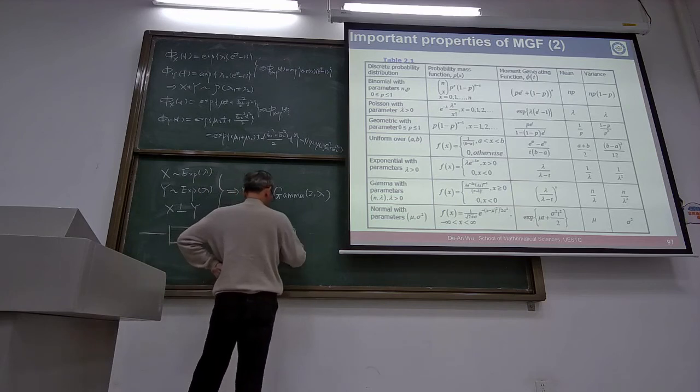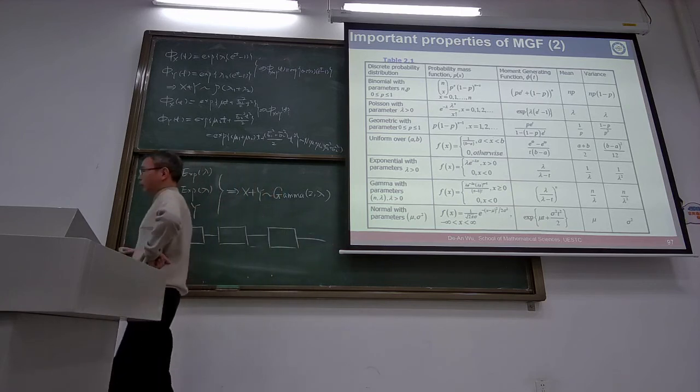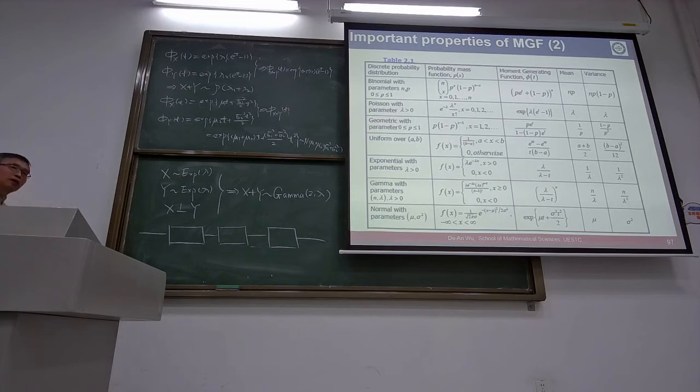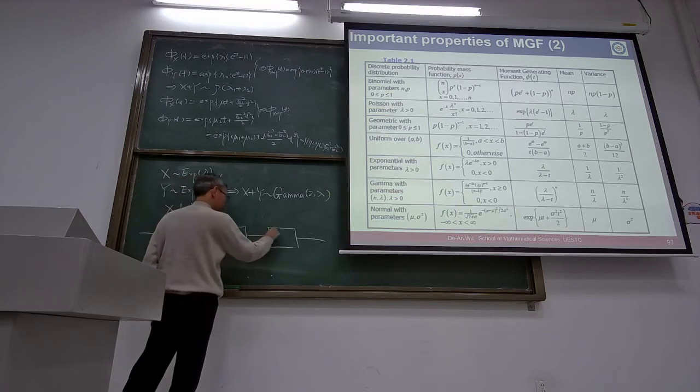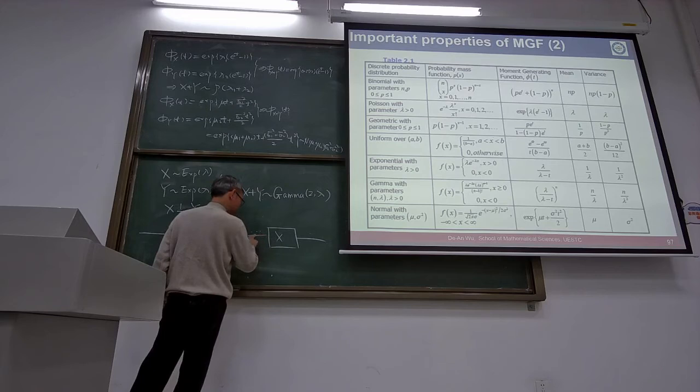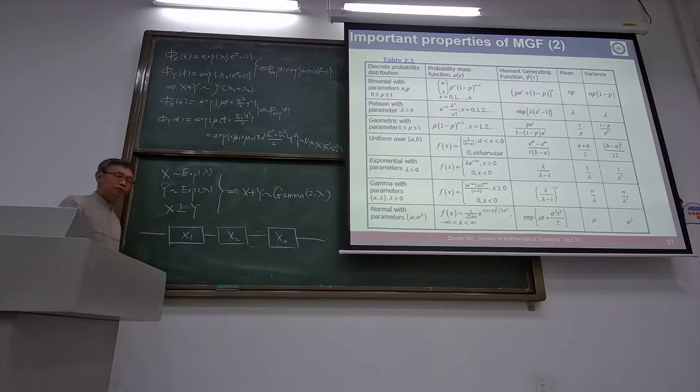For example, this is a system in series. Then the lifetime, both of them follow exponential. Then the lifetime of the total system just follows gamma distribution. Just the sum of them. Not in service, in standby. Standby.